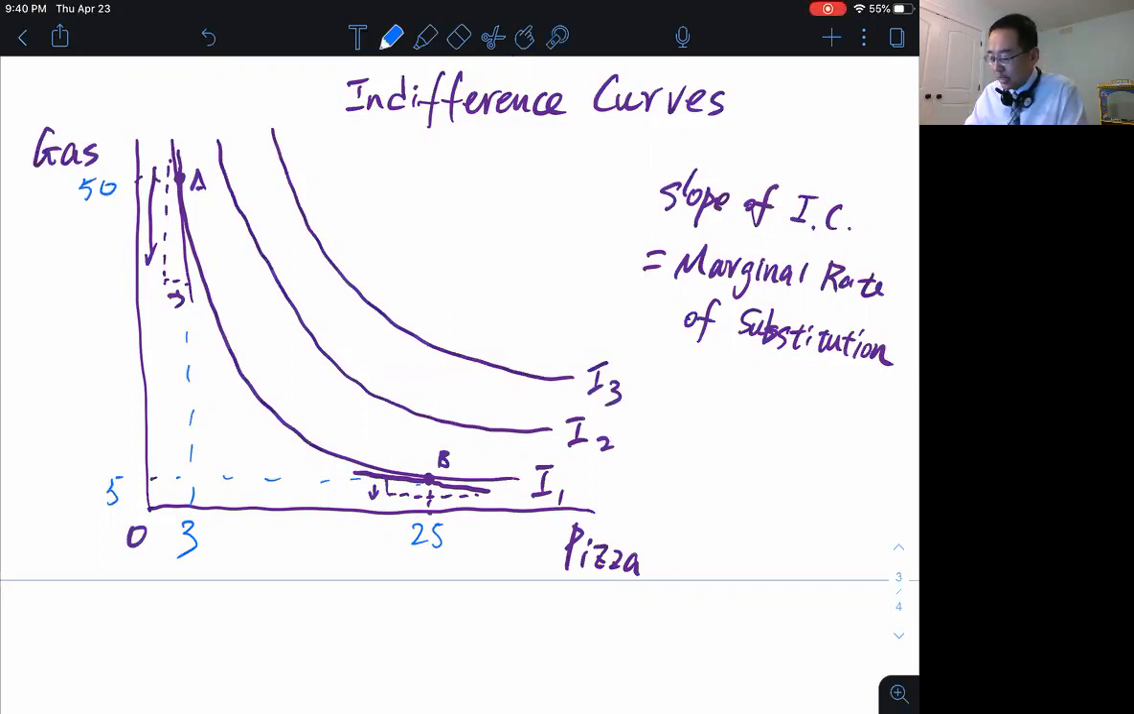Last time we also said that I2 is a higher level of utility than I1, and I3 is higher than I2. So as you move out in this direction, we're becoming happier. That's a fundamental assumption in economics: more is better. More consumption makes people happier. When you go out in this direction that I just drew, you're having more gas and more pizza. That's why you're moving up to a higher indifference curve. So that's what indifference curves mean.